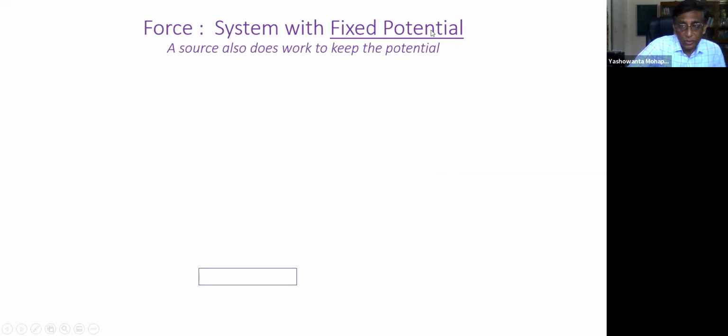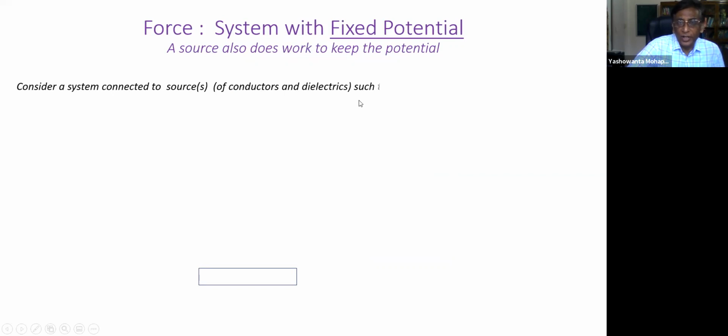Okay, here there is a complication. Why? Because to keep the bodies at fixed potential, a source must be there to keep doing the work, to keep them at the potential. So if you take that into account, then it will be fine. Consider a system connected to sources, of conductors and dielectrics, such that the potentials are kept fixed. Now let dl be a virtual displacement as last time.